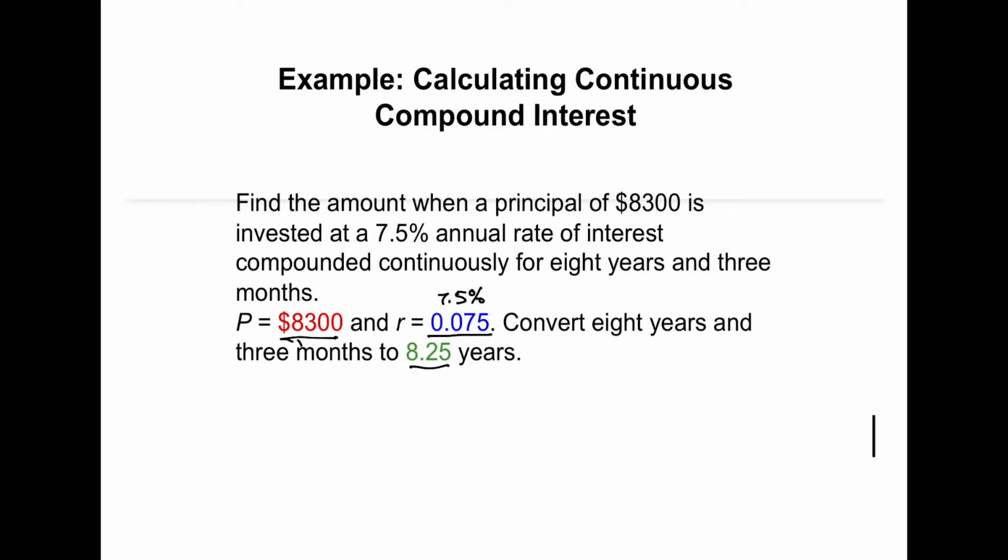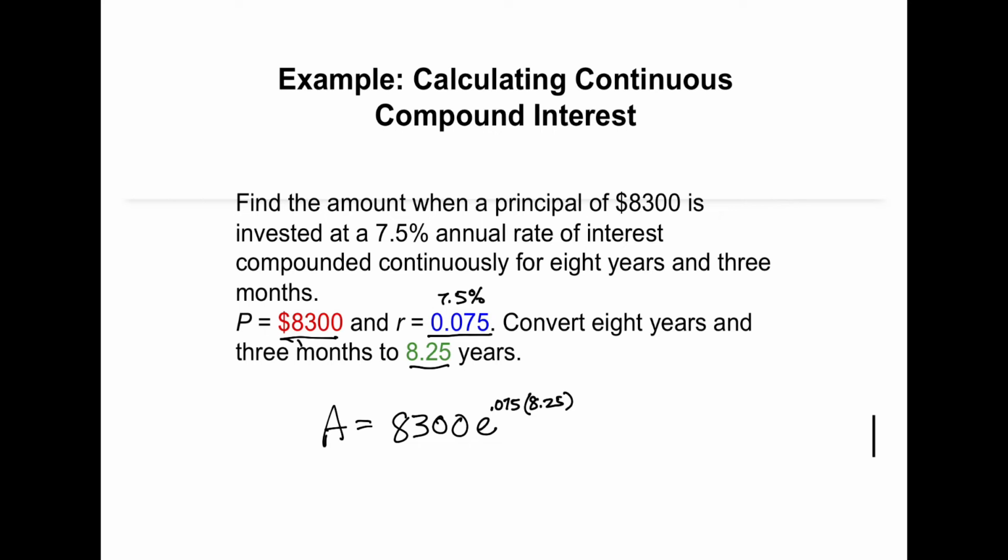So plugging these in, we have 8,300 multiplied by e to the r, which is 0.075, multiplied by t, which is 8.25. So e to the rt power.